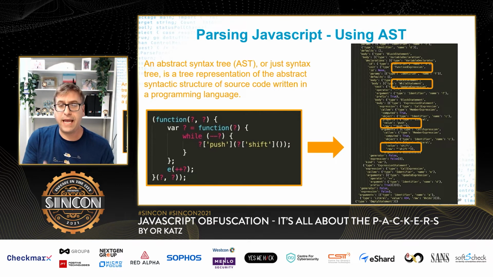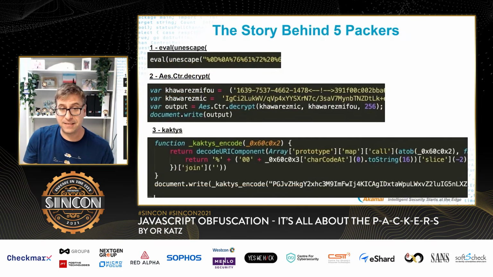Being able to take any given JavaScript file, parse it, create an AST, and then go over that file and look for the pattern-based signature that I created for any given packer that I wanted to track, right? In that sense, once I had that proof of concept, I started to say, okay, so which packer do I want to track?